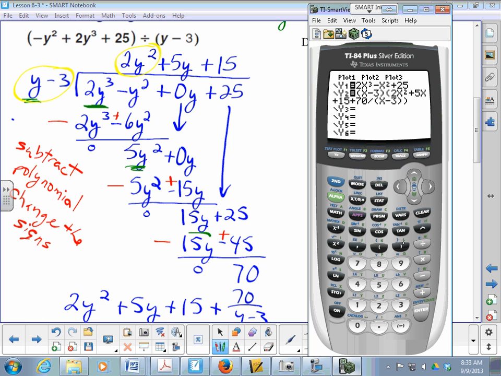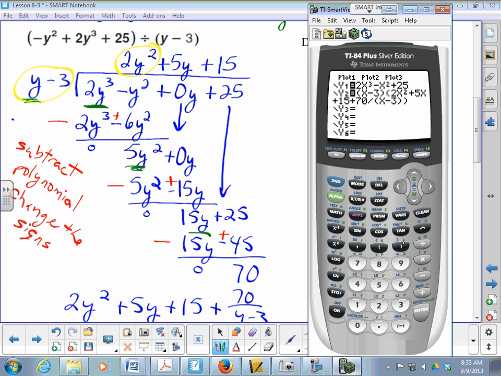Okay. All right, so you got the 2x squared plus 5x. You got to put plus 15 first. Okay, now plus and alpha and y equals. Right here. All right, and then choose the very first one. And that gives you the fraction bar. Put 70 in the numerator and x minus 3 in the denominator.